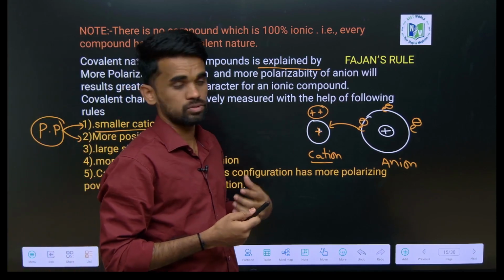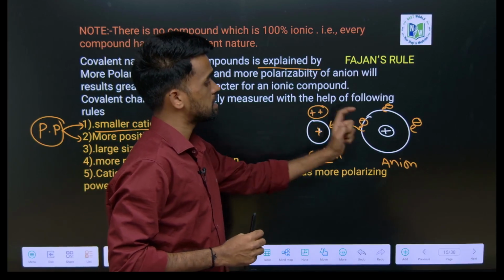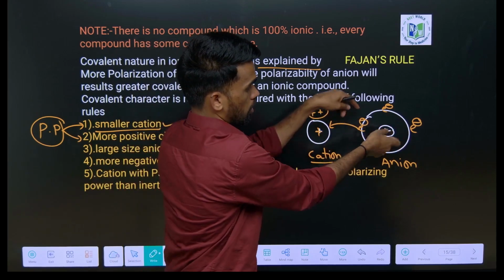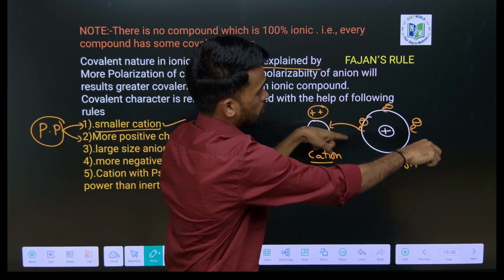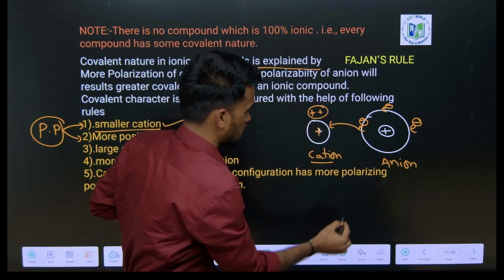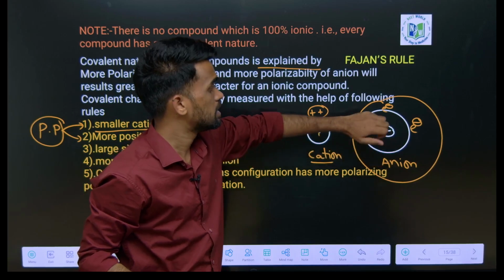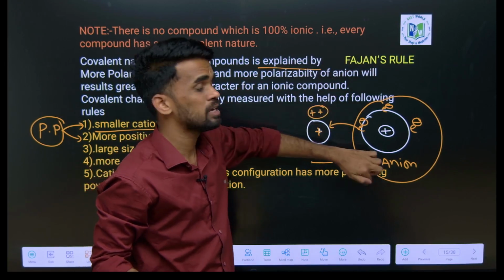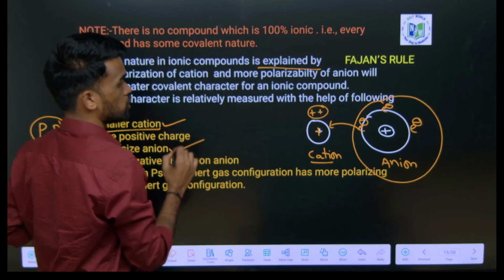Now what about the anion? We have discussed the cation part. Now let us discuss the anion. In order to drag the electrons towards the cation, the size should be very large. If the anion size is very large, what happens? The electron cloud around the anion nucleus will be easily taken by the cation, right? Therefore the electron cloud should be bigger or large in size. It means the size of the anion should be large.